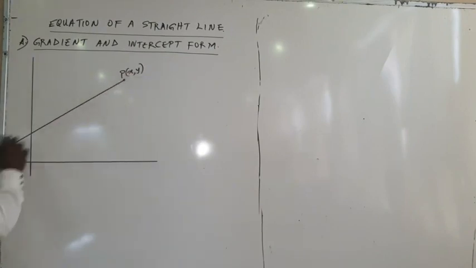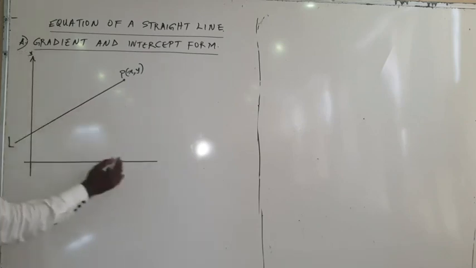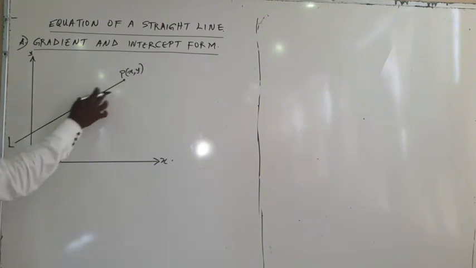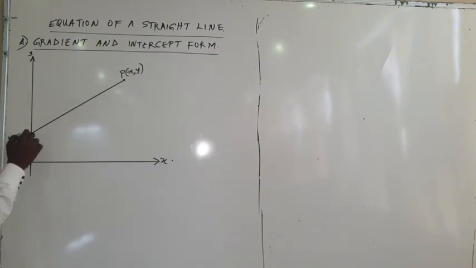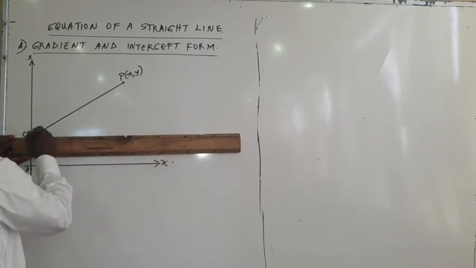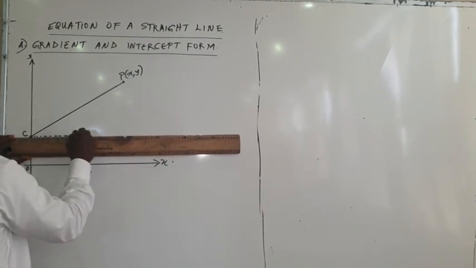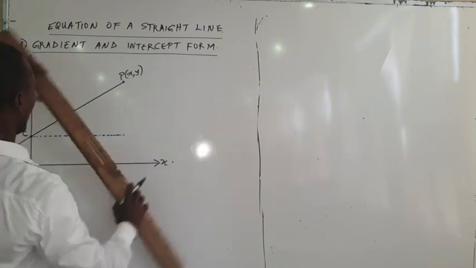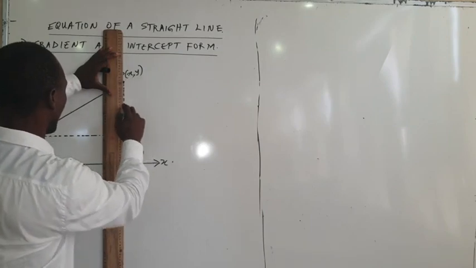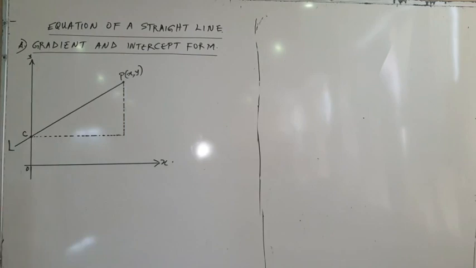Then the intercept of LP at the y-axis. This is the y-axis, this is the x-axis, and here is the origin. The y-intercept of the line is C. The next thing to do is to form a right angle triangle at point C. So you draw this line along the x-axis, then you draw the line from P up to this point. The angle between the horizontal axis and the line is given as theta.